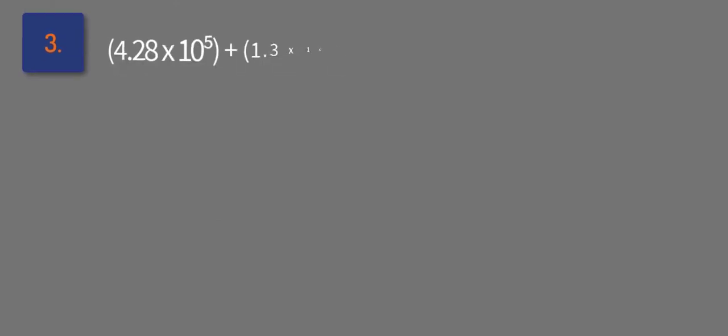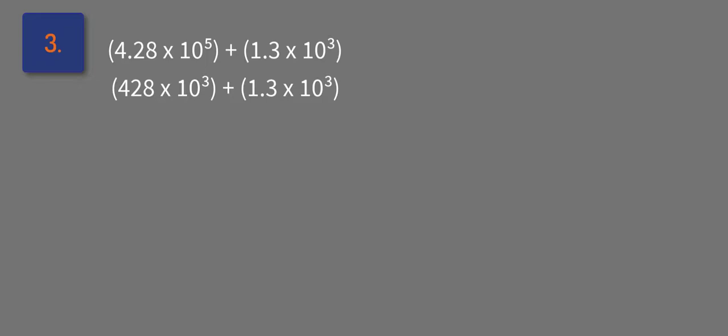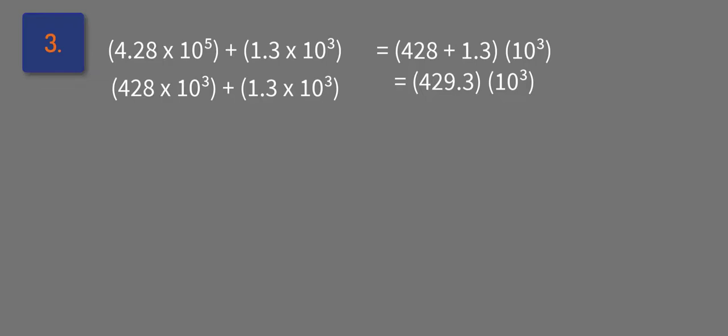Third problem, adding with scientific notation. First step is we need them in the same power. So let's look at moving the decimal place 2 places, so 428 times 10 cubed. And again, that's because we moved it 2 places to the right, so we need to move it 2 less places, and that's still plus 1.3 times 10 cubed. Now the same base, so we can go ahead and add our numerical values. 428 plus 1.3 equals 429.3. And that's still times 10 cubed.